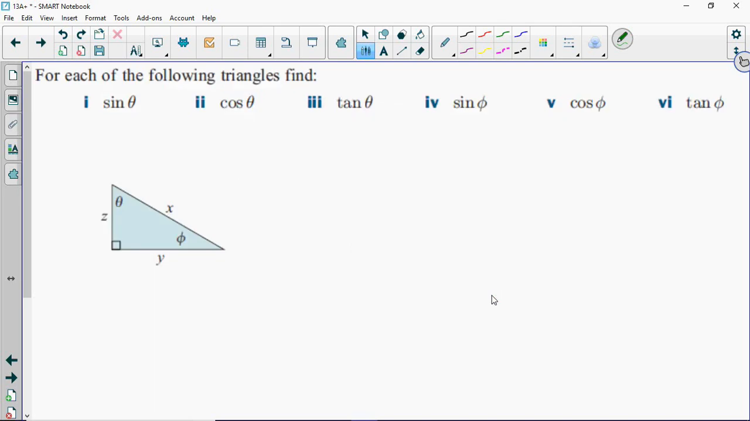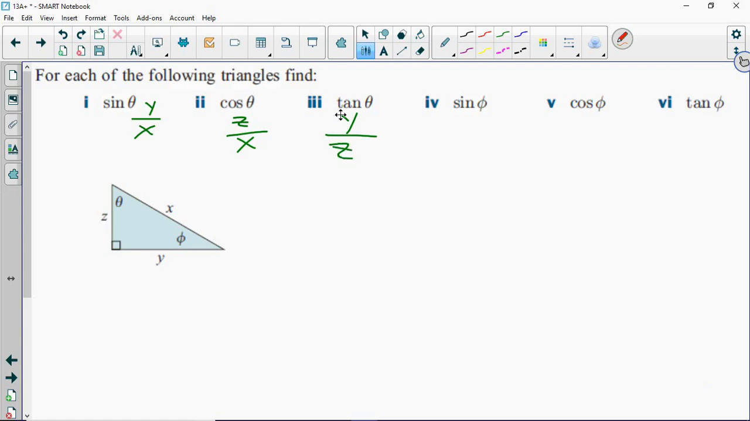Next, can we come up with trig ratios for a given triangle? So we've got our angle theta is there. So sine of theta is going to be the opposite side divided by the hypotenuse. Opposite of theta is going to be y, and the hypotenuse is definitely x. Cosine of theta, the adjacent side to theta is going to be z. The hypotenuse is still x. And tangent of theta, we have opposite over adjacent.